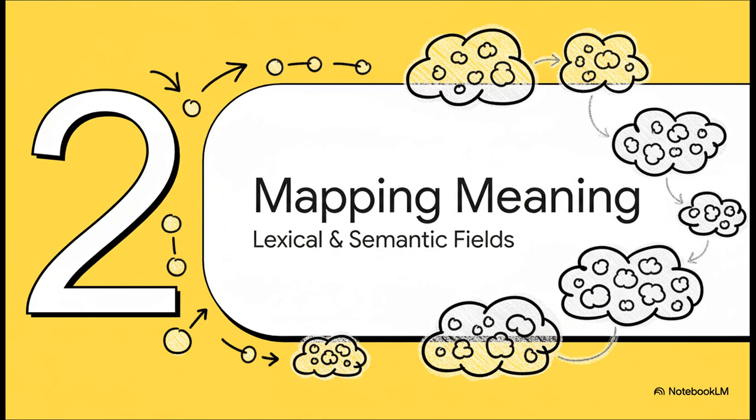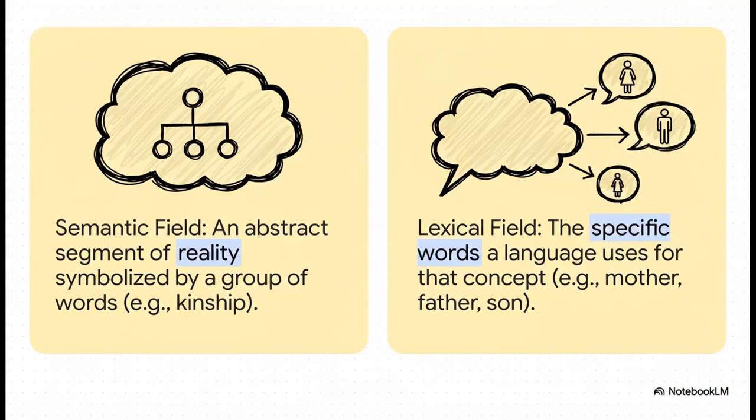Okay, let's move on to our next tool. This one kind of zooms out. Instead of just looking at individual components of single words, this approach looks at entire networks of meaning by examining groups of related words. Now, this is a crucial distinction, so you'll want to remember this for the test. You have to separate the semantic field from the lexical field.